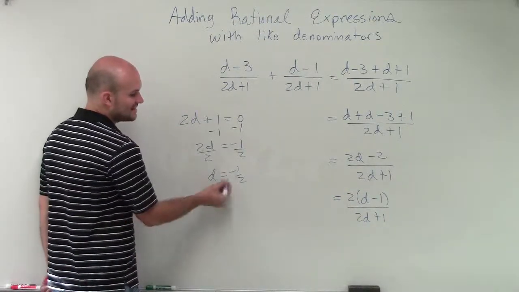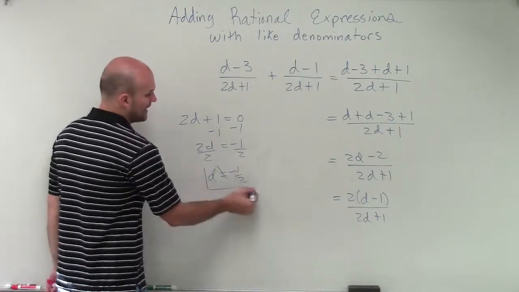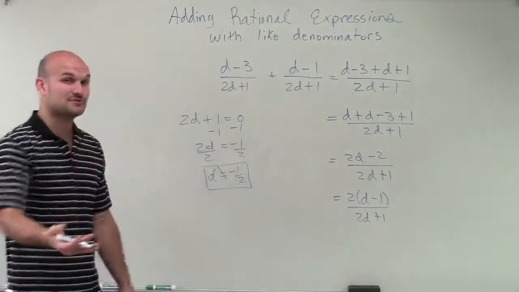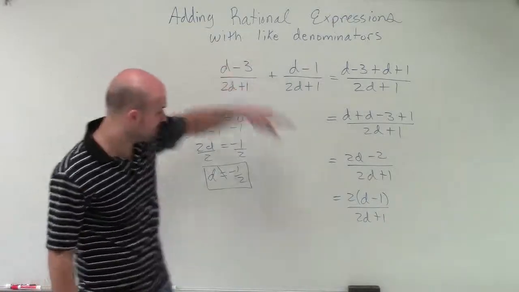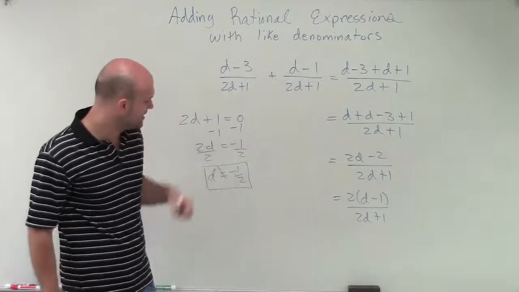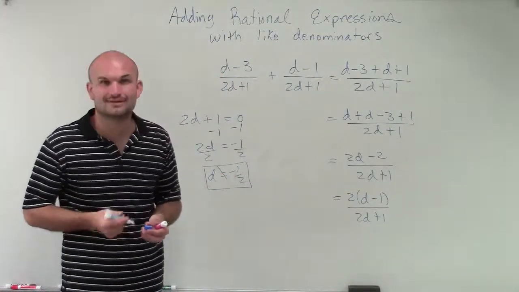Therefore, my restriction says d cannot equal negative 1/2, because if it equaled negative 1/2, the denominator would equal 0, and we don't want that. So our restriction is going to be d cannot equal negative 1/2.